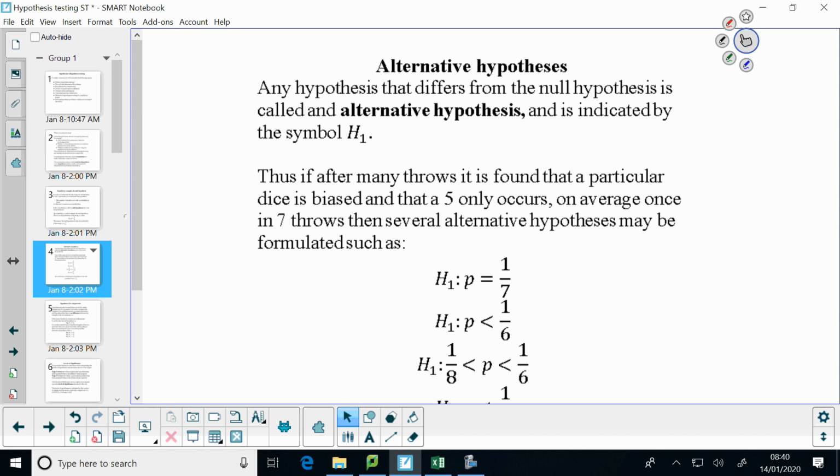All right, and then the statistics that you did after that would prove whether the results you got were random and actually the dice is fair, or would prove the alternative hypothesis that this dice is loaded away from the number 5. All right.